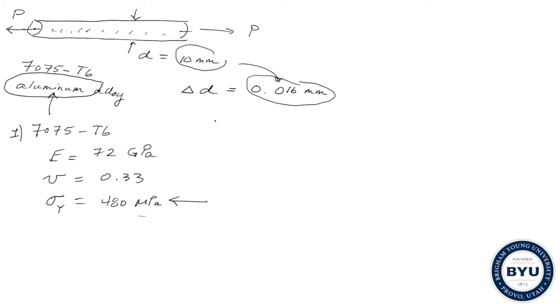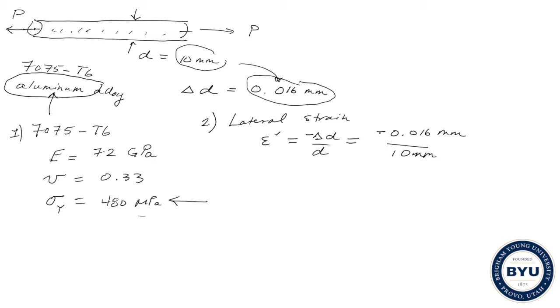Okay, so let's now answer a few questions. The first thing we want to do is compute the lateral strain in the material. Okay, and the lateral strain again is just going to be epsilon prime. It's going to be delta D over D, which is, again, going to be negative. So it's minus 0.016 millimeters over 10 millimeters.